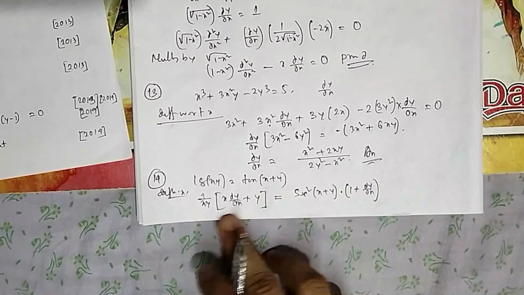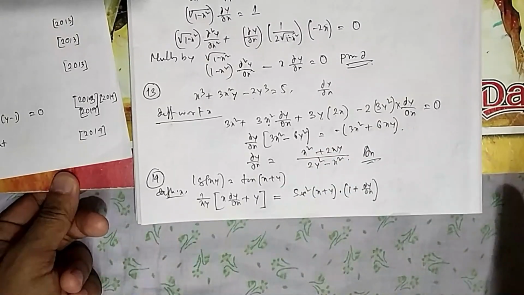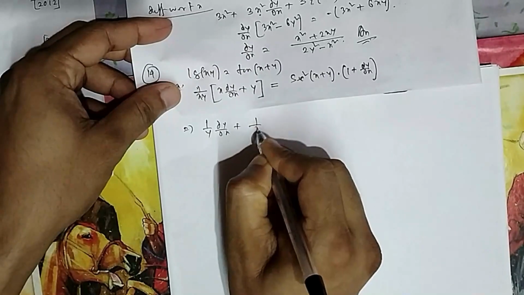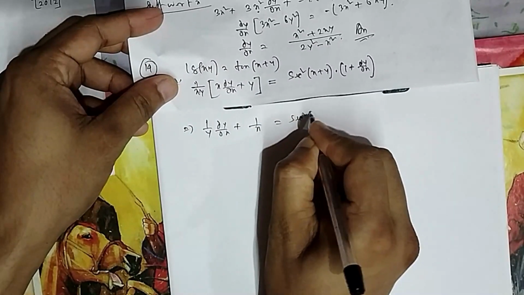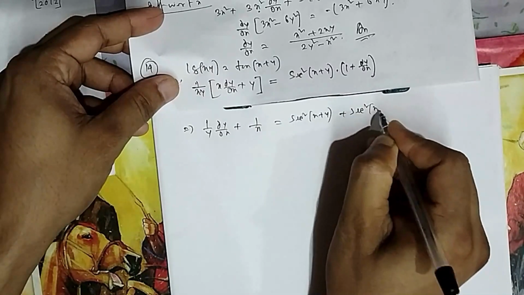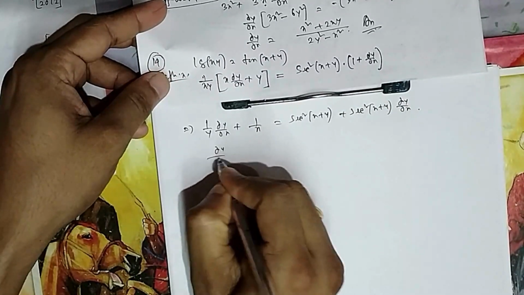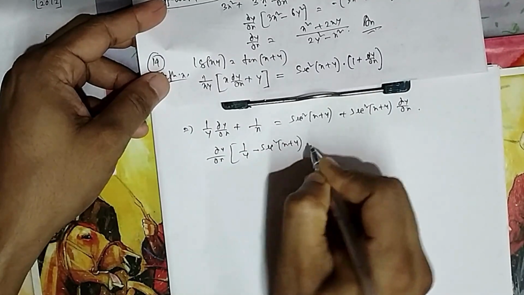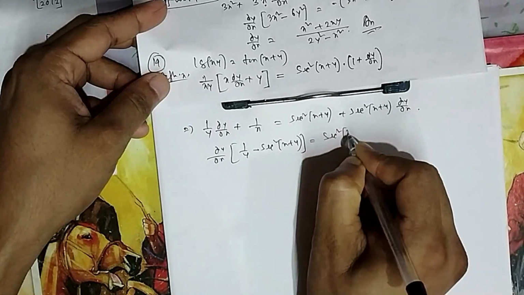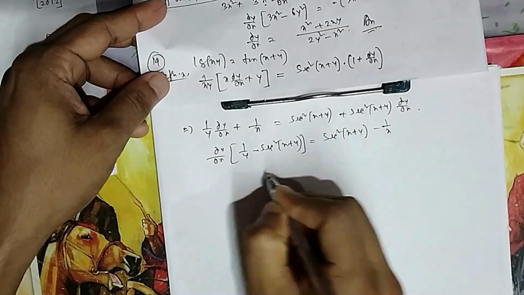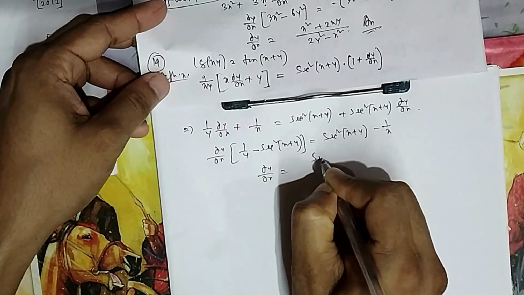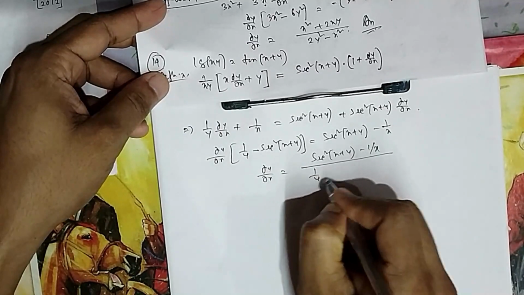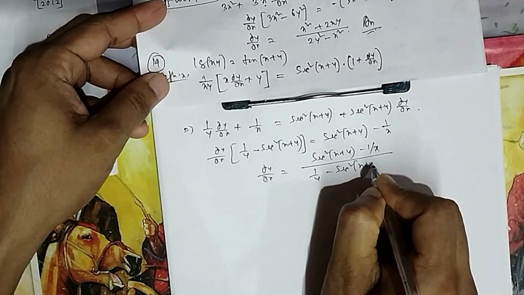So what you do, you take dy dx on one side and the rest on the other side. So it will be 1 by y, you take product dy dx, then 1 by x, equals sec square (x plus y) plus sec square (x plus y) dy dx. So if you keep dy dx on one side, it will be (1 by y minus sec square (x plus y)) is equal to sec square (x plus y) minus 1 by x. So your dy dx will be equal to sec square (x plus y) minus 1 by x, divided by 1 by y minus sec square (x plus y). So this is your answer.